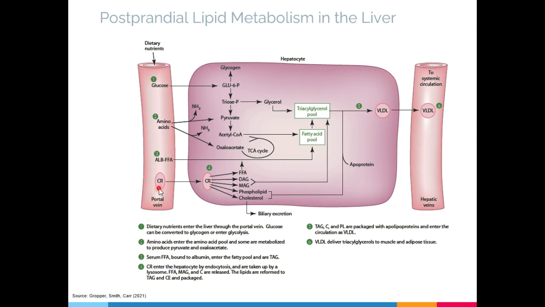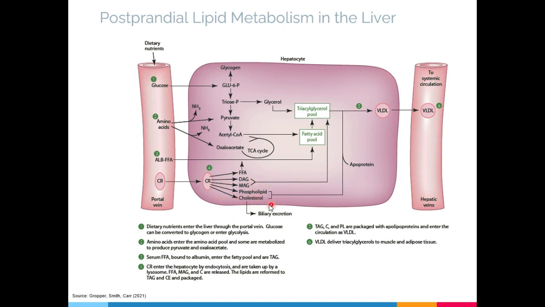CR enters the hepatocyte by endocytosis and is taken up by a lysosome. So CR is chylomicron remnant. The liver takes it up, which is step 7 earlier in the exogenous pathway. Why does it take up the chylomicron remnant? So that the leftovers can be processed, for example, to produce cholesterol, to produce bile, and the phospholipids left in the chylomicrons can be turned into phospholipids, right?